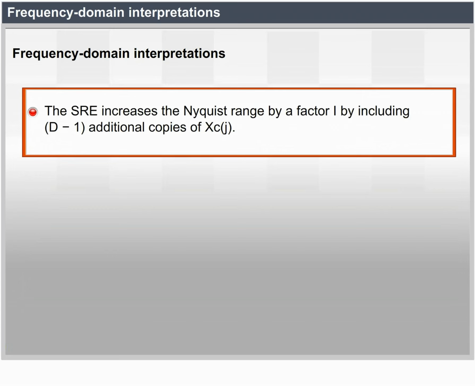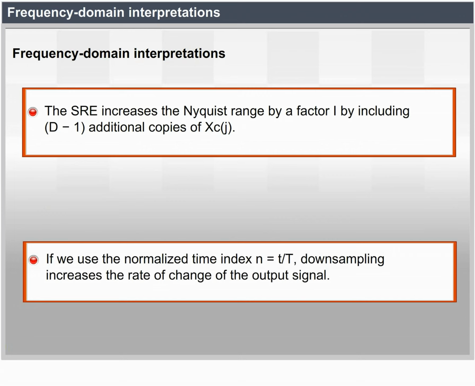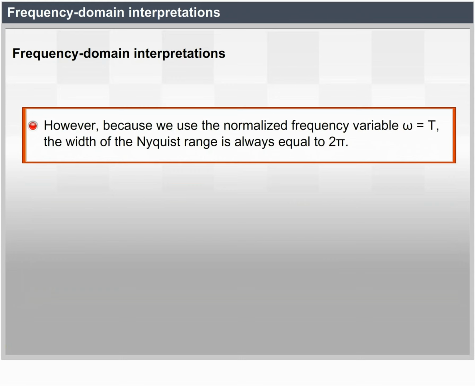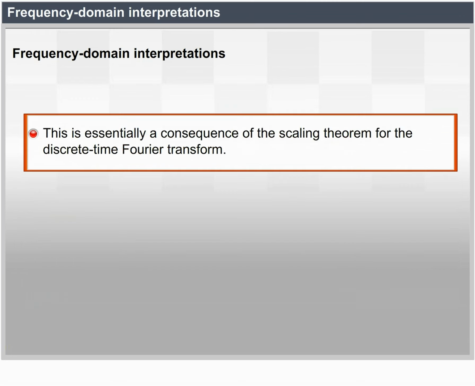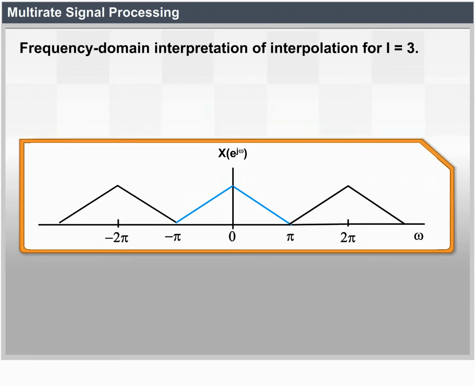If we use the normalized time index n = t/T, downsampling increases the rate of change of the output signal. However, because we use the normalized frequency variable ω = ΩT, the width of the Nyquist range is always equal to 2π. Therefore, downsampling stretches the input signal spectrum by a factor D and upsampling compresses the input spectrum by a factor I. This is essentially a consequence of the scaling theorem for the discrete-time Fourier transform. Figure: frequency domain interpretation of interpolation for I = 3.